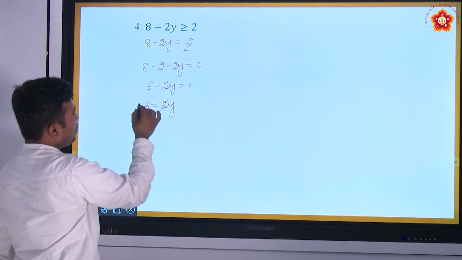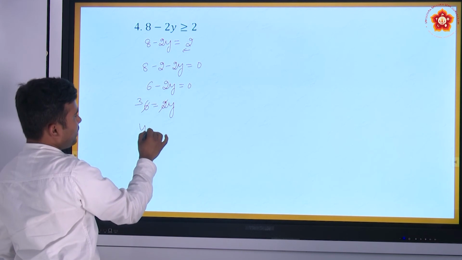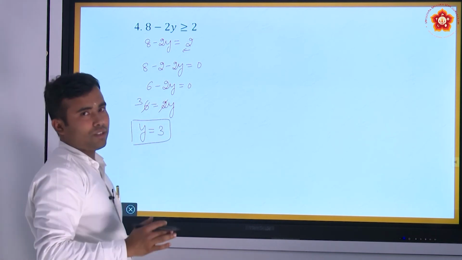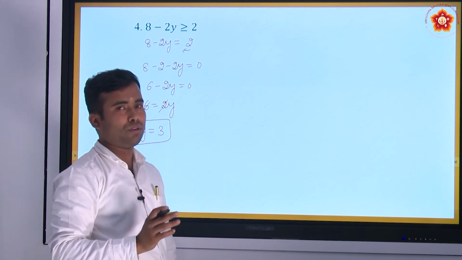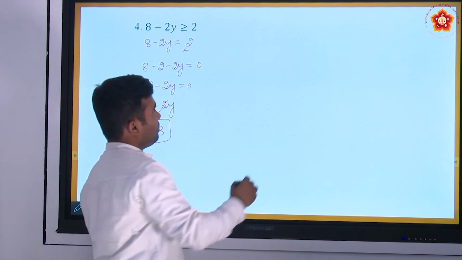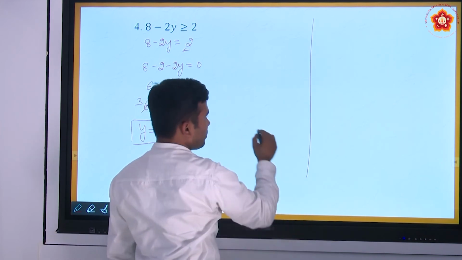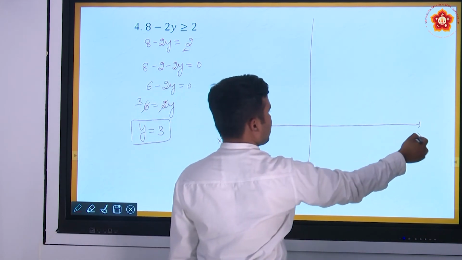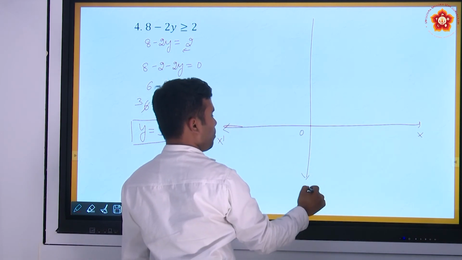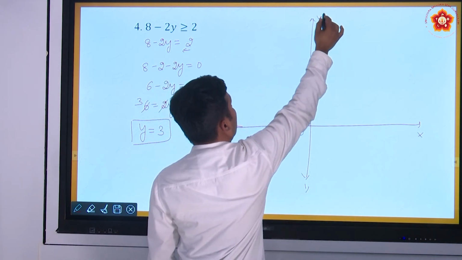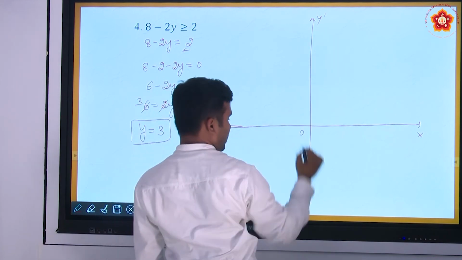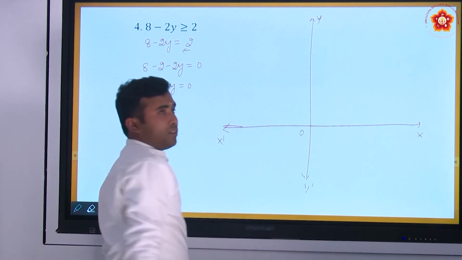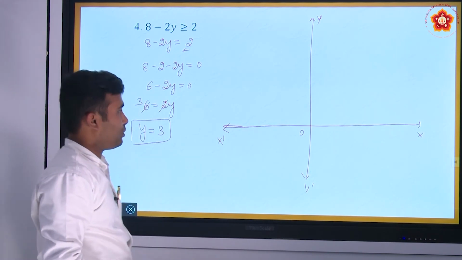So 2 ones are 2, 2 threes are 6. So y will be equal to 3. Now let us represent y is equal to 3 in the graph. So this is the x dash, x axis, origin, y, and this is y dash. Now let us represent y is equal to 3 here.